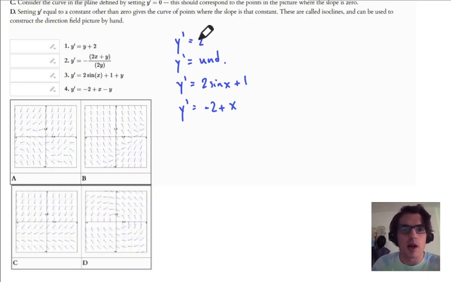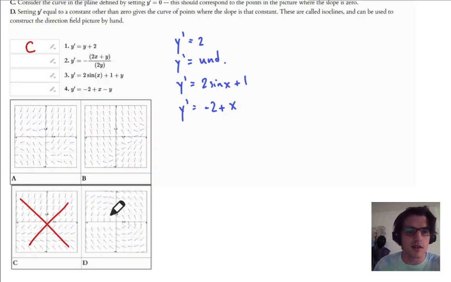So number 1, it's a constant slope of 2. So if we look on the x-axis, that's not constant in A, it's not constant in B, it is constant in C. So 1 is C. Number 2, we've already seen as well. That was undefined. So we have vertical slopes along the x-axis, and we don't here. These are changing, but D we do. So there we go.